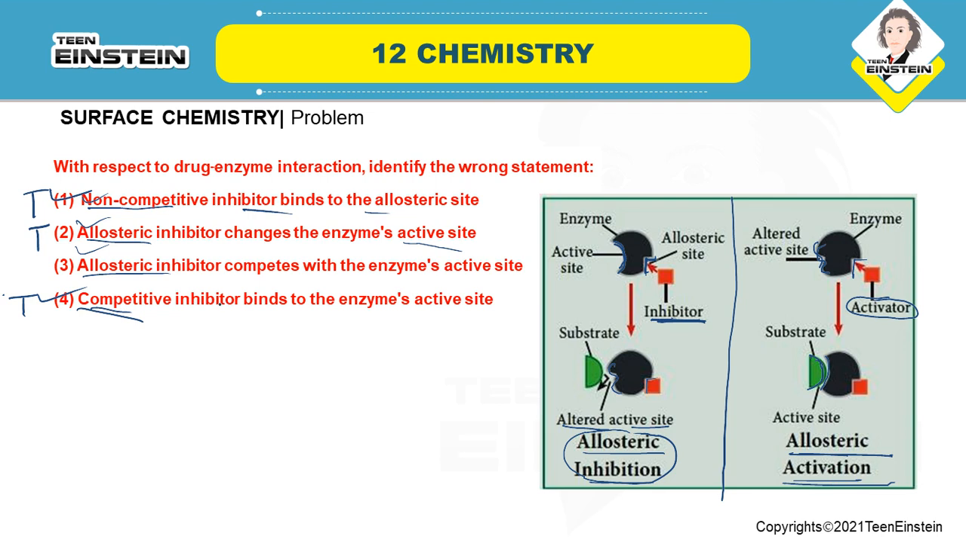Third statement, allosteric inhibitor competes with the enzyme's active site. Now this is not true. This is true only for competitive inhibitor, not for allosteric inhibitor, because they do not compete with the active site, because they always attach to the allosteric site. So no question of competition. So this statement is actually false, and this will be our correct option. So option 3 is the correct option. Okay.